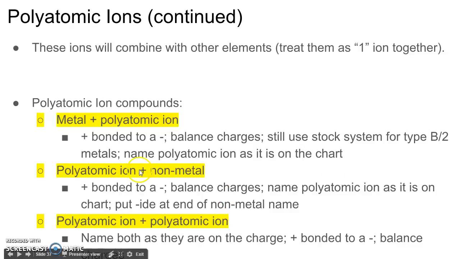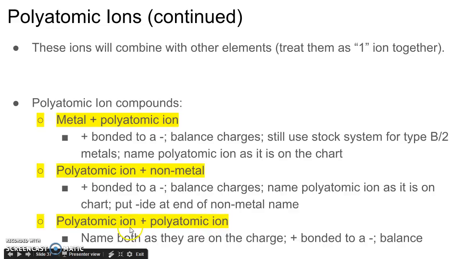You could have a polyatomic ion bonded to a nonmetal, a positive bonded to a negative. Again, you're still going to balance charges. It's treated just like any other ionic compound. You're going to name the polyatomic ion as it is in the chart, but just like before with a nonmetal, if you have a nonmetal ending, you put IDE on the end of it.